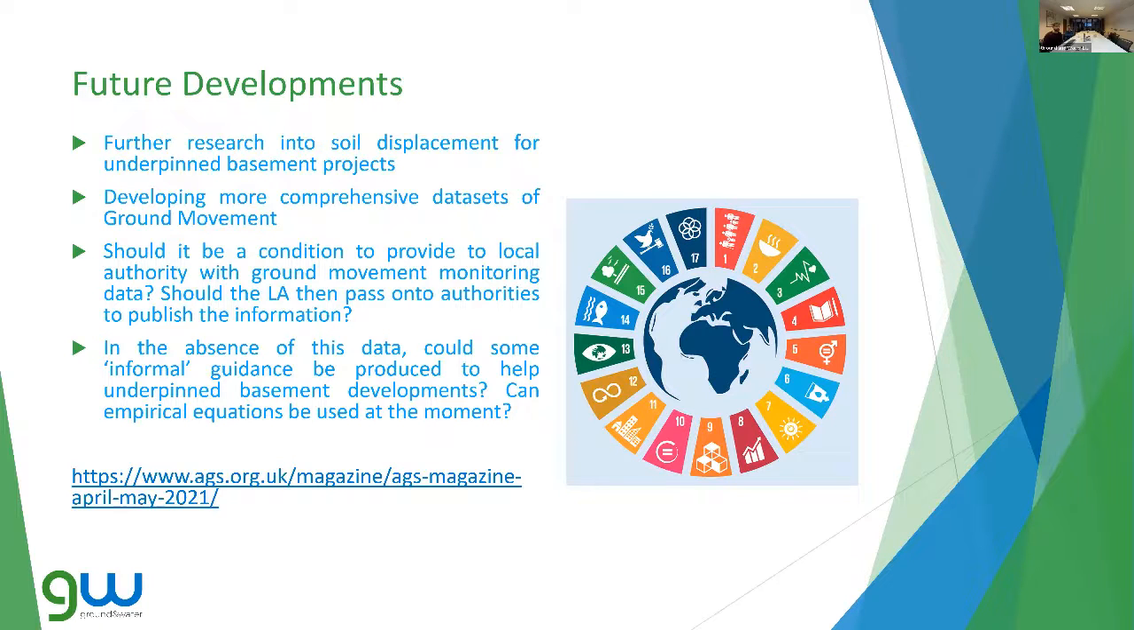And for basement developments, there are a few gaps. So in the absence of this data, could some informal guidance be produced? Could we use empirical equations at the moment? There are a few different routes we could go down, but these are all to be discussed and agreed upon. I've also attached a website link there to one of the magazines done by the AGS, which actually discusses underpinned movements, and I think it's a really strong magazine article, and it's certainly good to read.